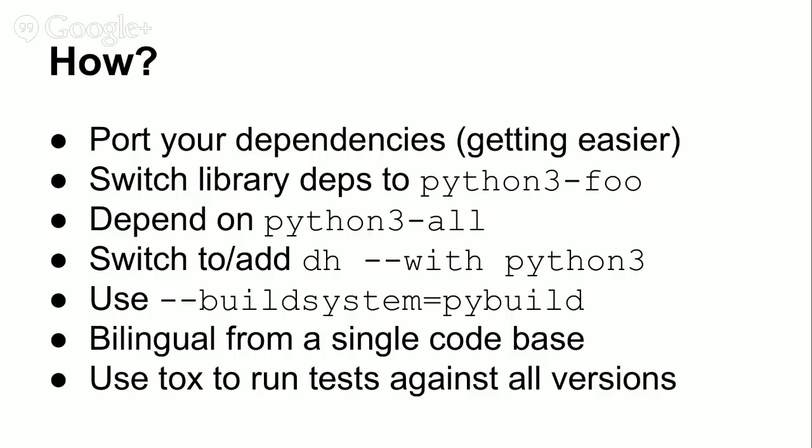So if you have a package foo, let's say, like nose or mock, or well, mock's not a great example, but any Python 2 library, you're going to have a python-foo library in Debian and Ubuntu, and if there's a Python 3 version available, it'll be python3-foo. So switch your dependencies. Set your Depends and your Build-Depends to python3-all, and that will pull in Python 3 and all the debhelpers that'll make your life a lot easier.